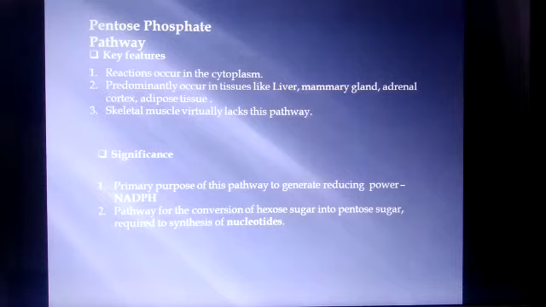The third function is the complete oxidative degradation of pentose sugars by converting them into hexoses, which can then enter the glycolytic sequence. In the fourth function, the pentose phosphate pathway can be modified so as to participate in the formation of glucose from carbon dioxide in the dark reactions of photosynthesis in plants.